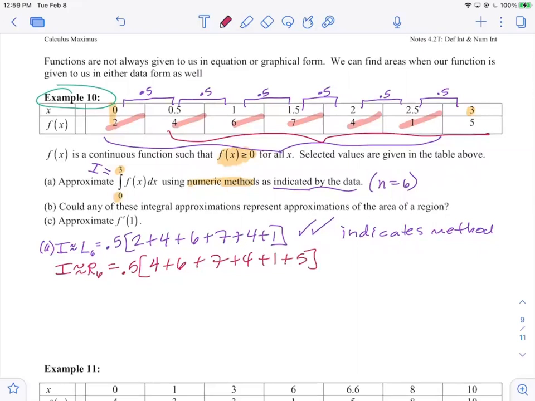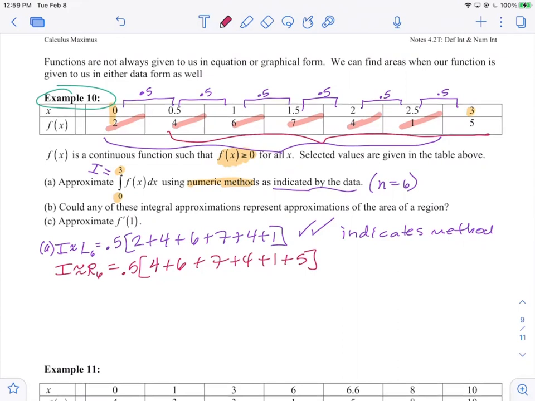Now, some people ask, can we just start on the right and add up the first 6 from the right to the left? Yeah, that's fine too. Just know what you're doing, right? Left justified, right justified. And that's it. That indicates your method, and it's a numeric value. So it's a 2 for 1 on a free response.